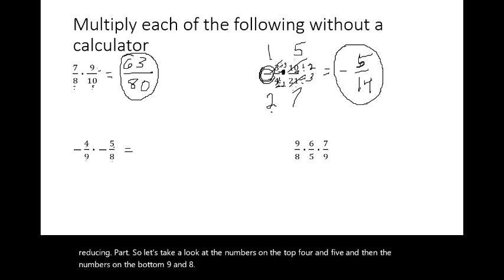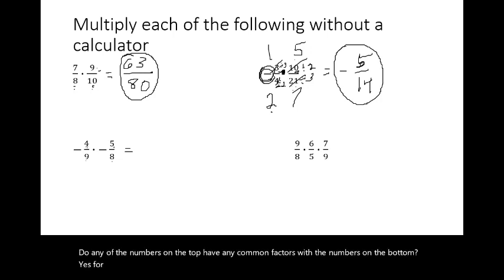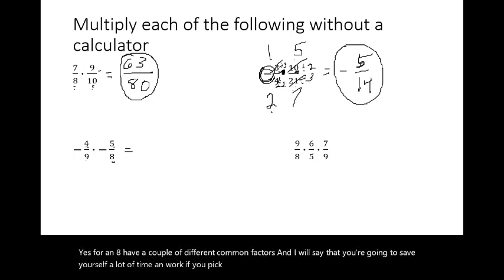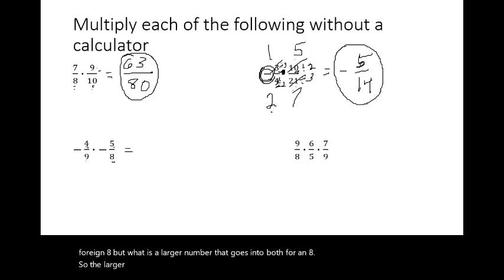Do any of the numbers on the top have any common factors with the numbers on the bottom? Yes, 4 and 8 have a couple of different common factors. And I will say that you're going to save yourself a lot of time and work if you pick the largest common factor. So yes, 2 goes into both 4 and 8, but what is a larger number that goes into both 4 and 8? So the larger number that goes into both 4 and 8 is 4, so 4 is the greatest common factor.